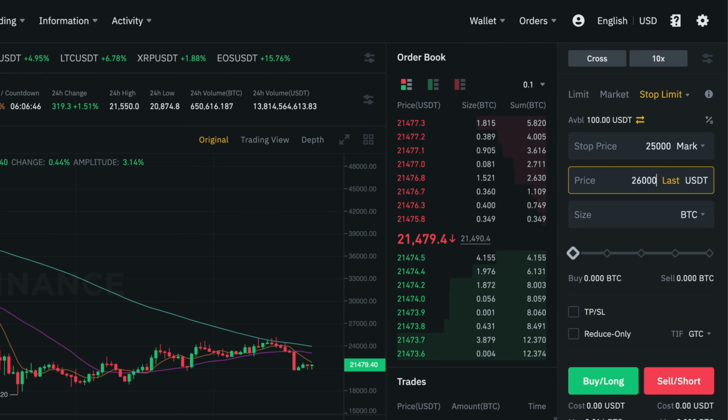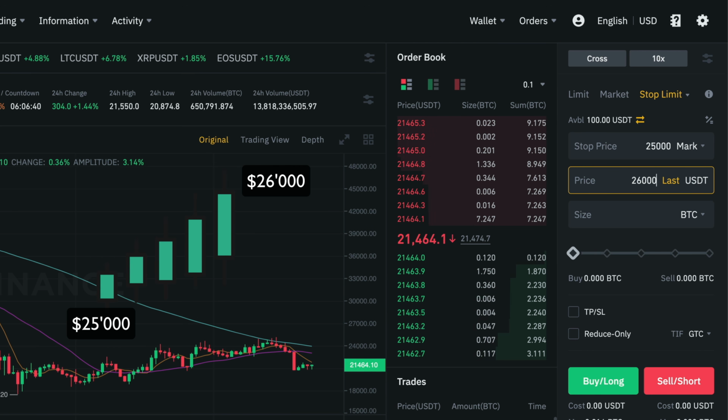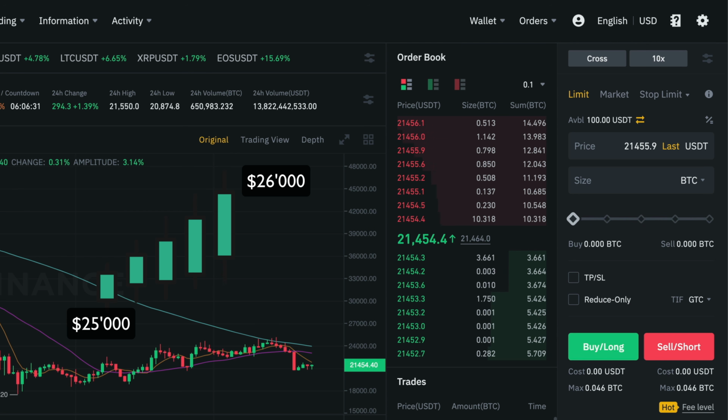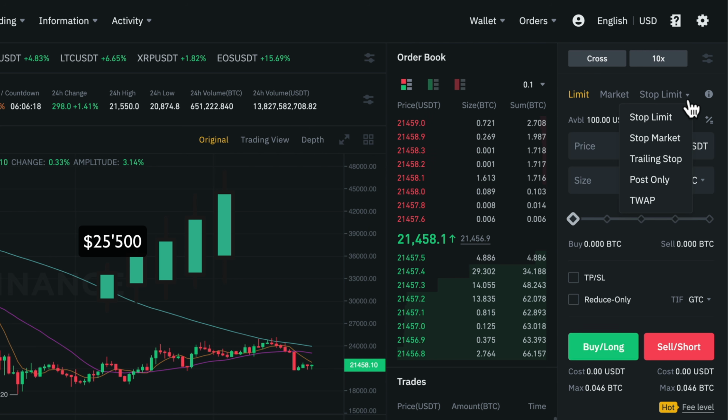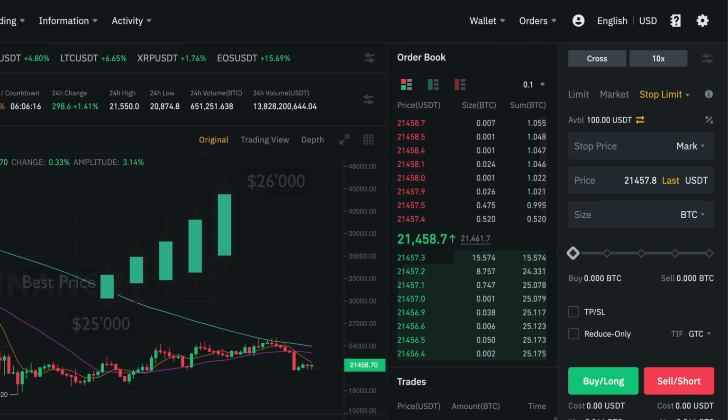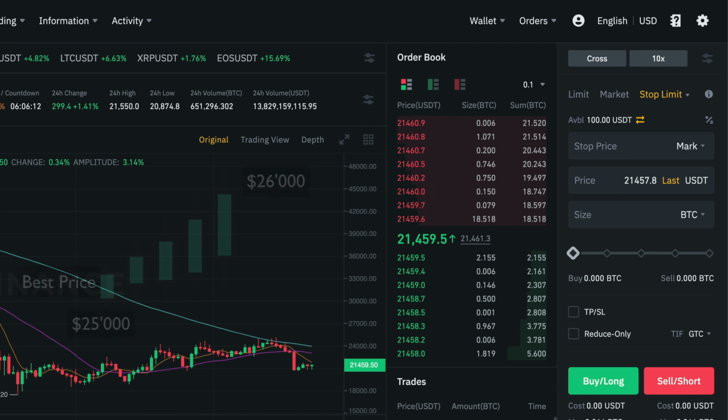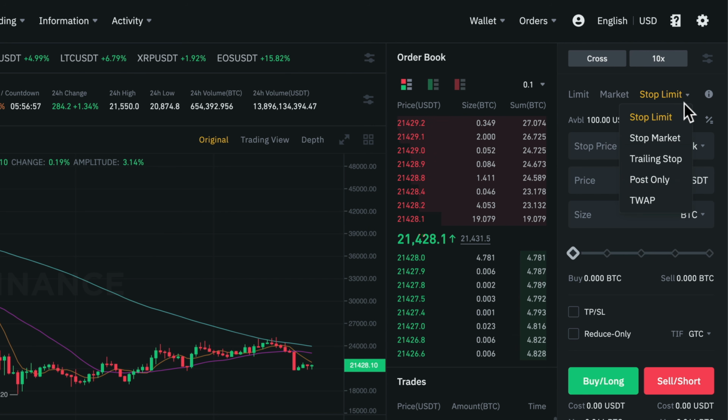Using this type of order really makes sense whenever the market is very volatile, because then we're basically giving the system a price range where it's allowed to open our position in. If we just use a normal limit order, the system is only allowed to trade at our specific entry price. But with a stop limit order, the system is allowed to take the best price within the price range that we have set.